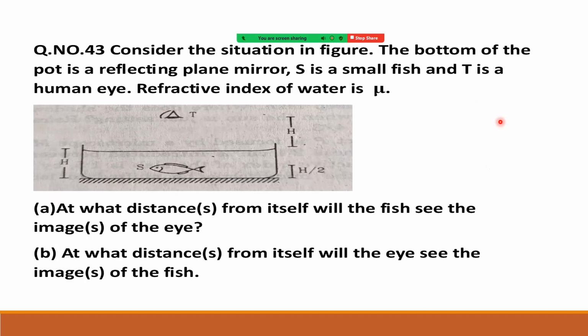This question is taken from H.C. Verma. Consider the situation in the figure. The bottom of the pot is a reflecting plane mirror. S is a small fish and T is a human eye. Given the refractive index of water is mu. At what distances from itself will the fish see the images of the eye? Next, at what distances from itself will the eye see the images of the fish? Okay, let us see how to start it. First, make a diagram for the given data.